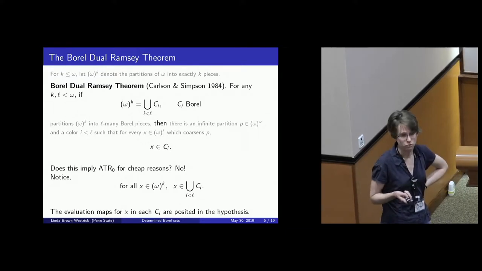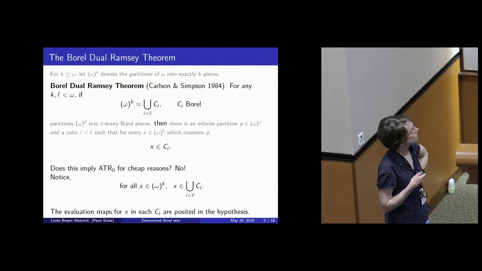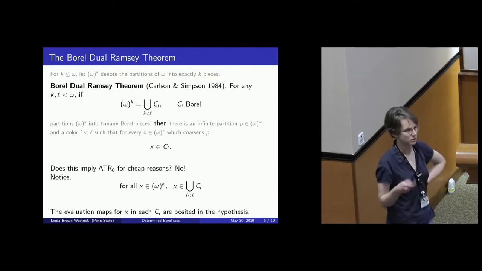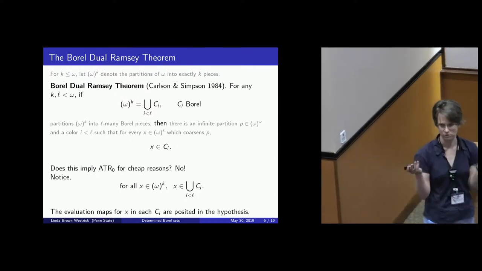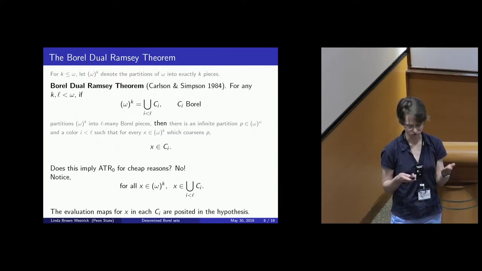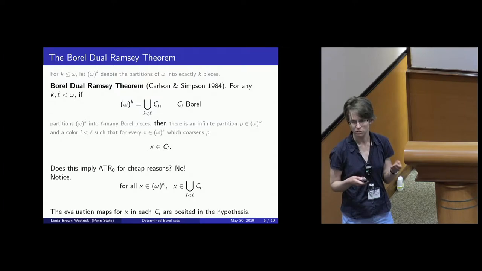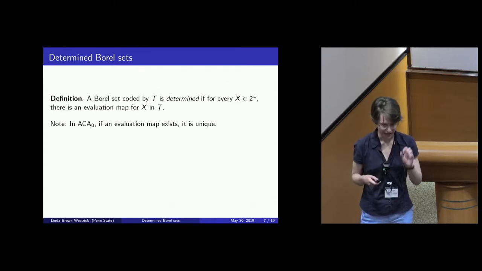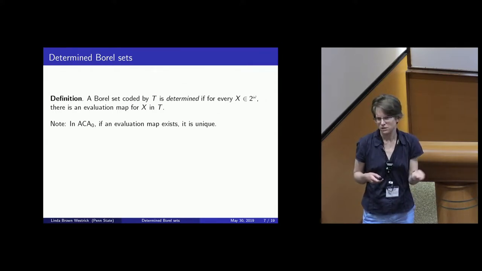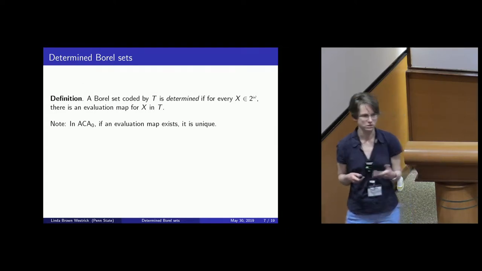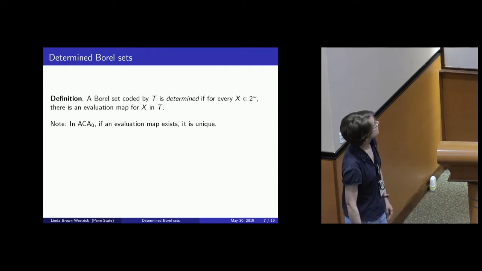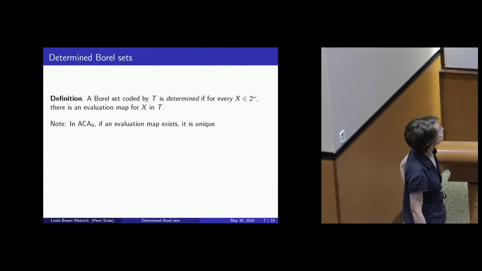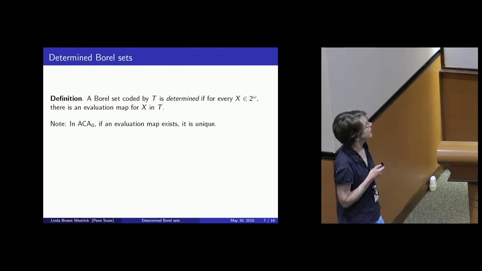And how can we consider Borel sets without assuming ATR? Well, we get the clue exactly from this theorem. What if, instead of considering theorems about Borel sets to have just an arbitrary well-founded tree in the hypothesis, we insist, when we talk about theorems involving Borel sets, that those sets be determined? Namely, that the model already knows that every X is either in or out of the set in question. If a code for a Borel set doesn't have an evaluation map for some X, then we'll just say, okay, that Borel set is defective, not really a Borel set, we won't use those instances when considering the strength of the theorem. So a Borel set coded by T is called determined if for every element of Cantor space it has an evaluation map in the tree.